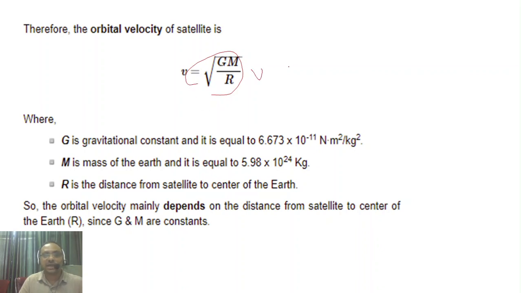So V is directly proportional to the under root 1 upon R, because G is the gravitational constant, it is constant, and its value is 6.673 into 10 to the power minus 11. Similarly, M is also constant, its value is 5.98 into 10 to the power 24. So the velocity of the satellite is inversely proportional to the square root of the distance of satellite from the Earth center.